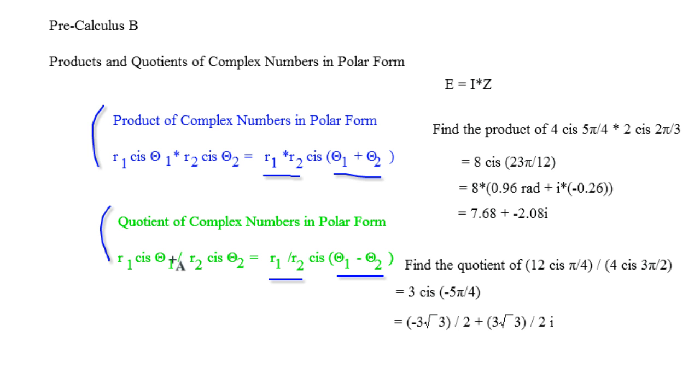When you take a look at the actual problems, just remember that electrical engineers like to use that formula, and they like to use the form A plus BJ instead of I, because they use I for different parts in electrical engineering. All right, that's it for the product and quotient rule of complex numbers in polar form.